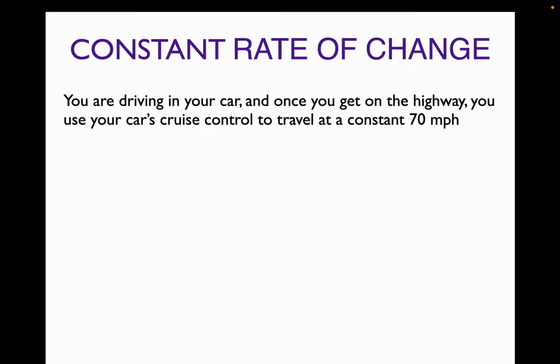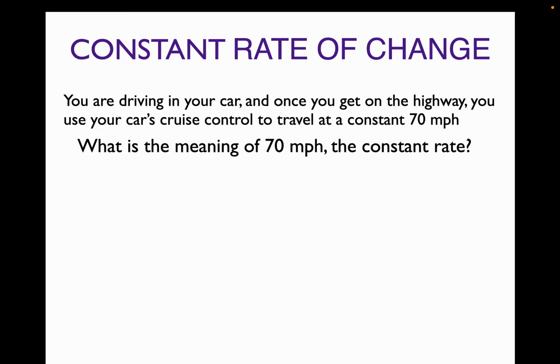The word sounds fancy, but the concept of constant rate of change is something we use all the time. If you're driving in your car, once you get on the highway, you set the cruise control to 70 miles an hour. That 70 miles per hour is a constant rate of change, or a constant speed. What does that mean? How could you interpret what it means to be going at 70 miles an hour? What could you conclude from that?